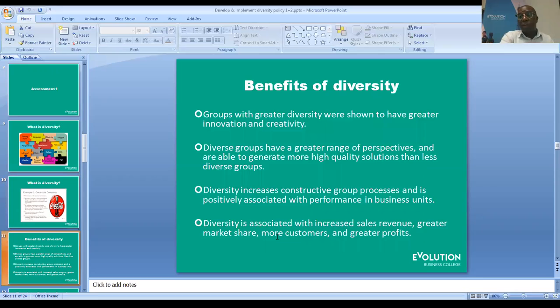So some of the benefits that Coca-Cola will derive from such a policy will be, groups with greater diversity have been shown to have greater innovation and creativity. Like I spoke about Google, they've got a very diversified workforce, therefore they have a greater innovation. You can't beat it, look at their creativity. And also, research has shown that diverse groups have a greater range of perspectives and are able to generate more high quality solutions than less diverse groups.